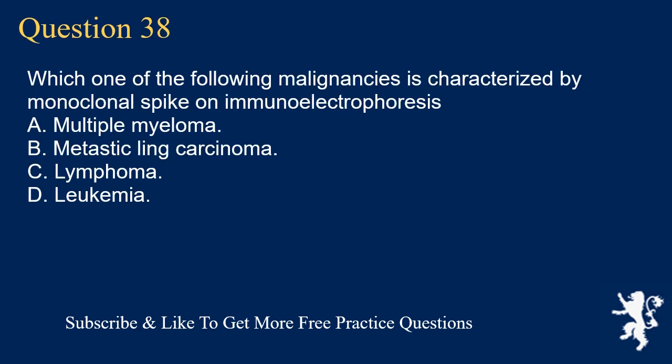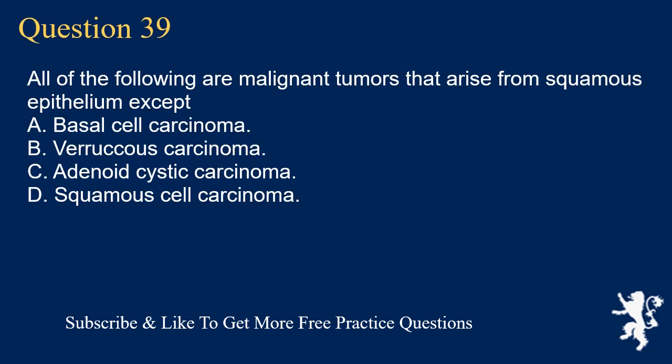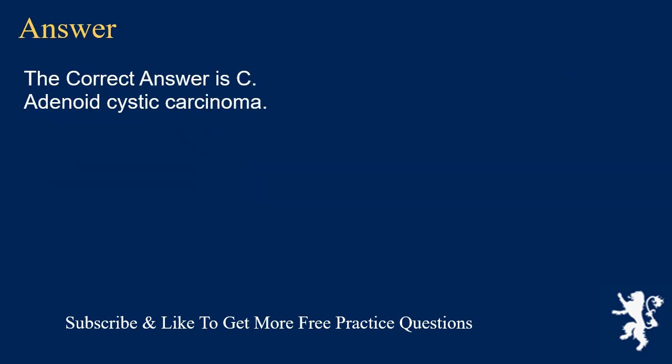Osteosarcoma. Question 38. Which one of the following malignancies is characterized by a monoclonal spike on immunoelectrophoresis? A. Multiple myeloma. B. Metastatic lung carcinoma. C. Lymphoma. D. Leukemia. The correct answer is A. Multiple myeloma. Question 39. All of the following are malignant tumors that arise from squamous epithelium except A. Basal cell carcinoma. B. Verrucous carcinoma. C. Adenoid cystic carcinoma. D. Squamous cell carcinoma. The correct answer is C. Adenoid cystic carcinoma.